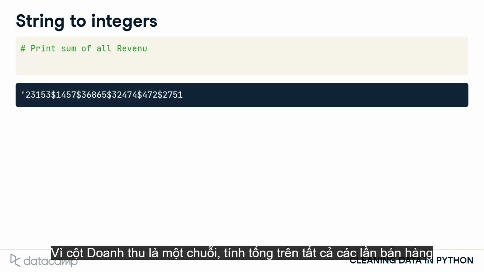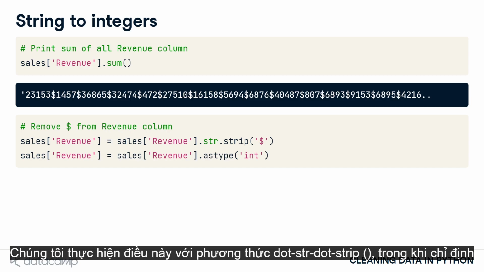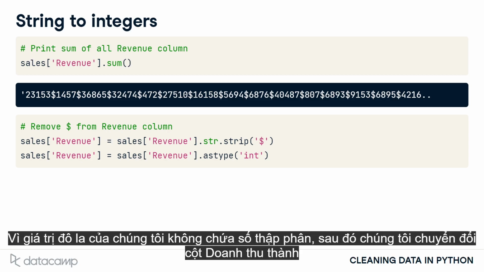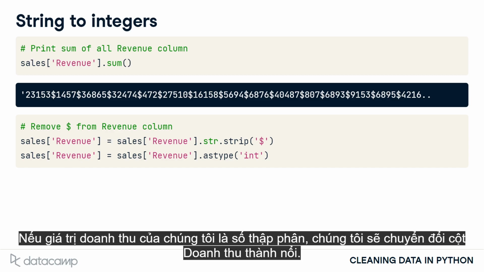Since the revenue column is a string, summing across all sales orders returns one large concatenated string containing each row string. To fix this, we need to first remove the $ sign from the string so that pandas is able to convert the strings into numbers without error. We do this with the .str.strip method while specifying the string we want to strip as an argument, which is in this case the $ sign. Since our dollar values do not contain decimals, we then convert the revenue column to an integer by using the .astype method, specifying the desired type as argument. Had our revenue values been decimal, we would have converted the revenue column to float.